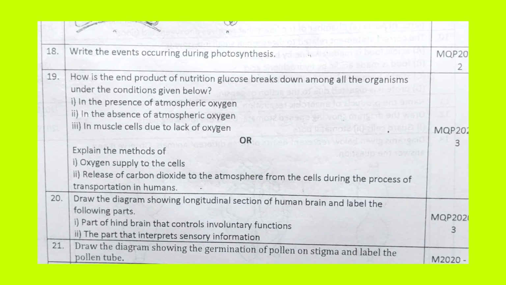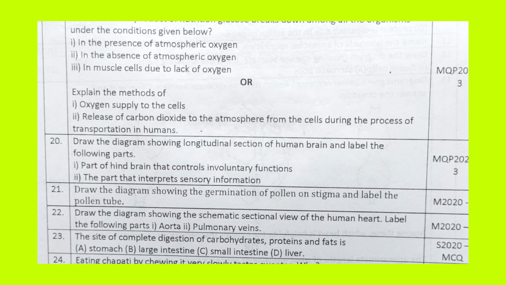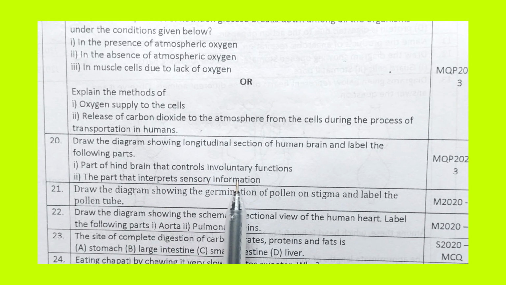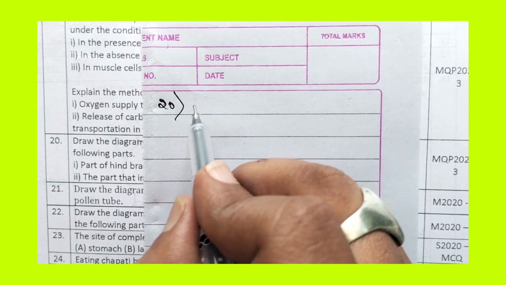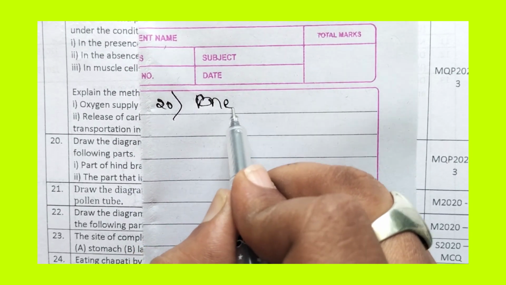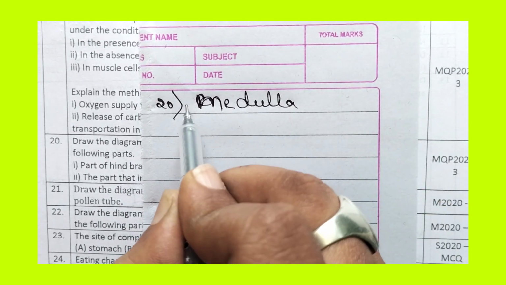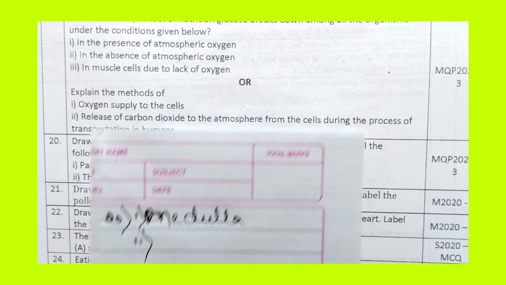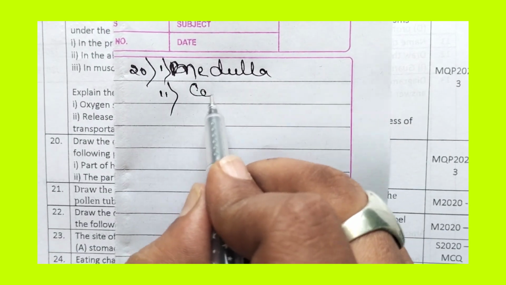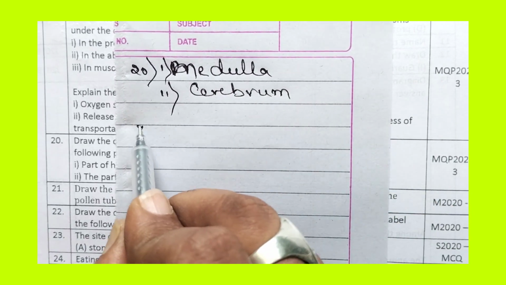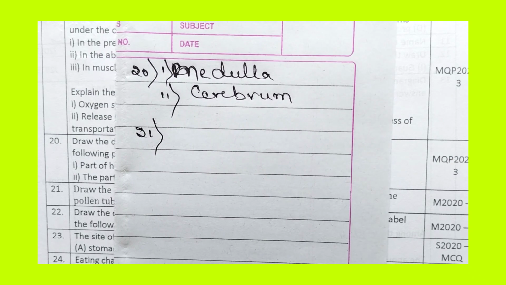So the 20th question is a diagram question. Draw the diagram showing the longitudinal section of human brain and label the following parts. Here the parts are not given directly; instead, it says the part of the brain that controls involuntary functions, which is nothing but the medulla oblongata. So you have to label the medulla as one. Second is the part that interprets sensory information, which is nothing but the forebrain, or it is the cerebrum. So you have to label the cerebrum. That is the label you have to do for the diagram.